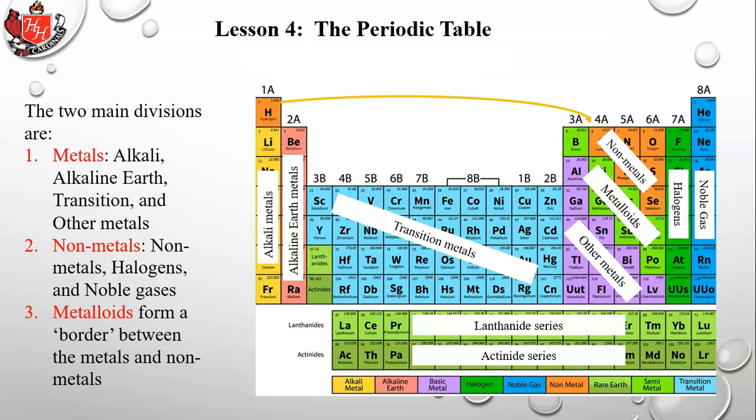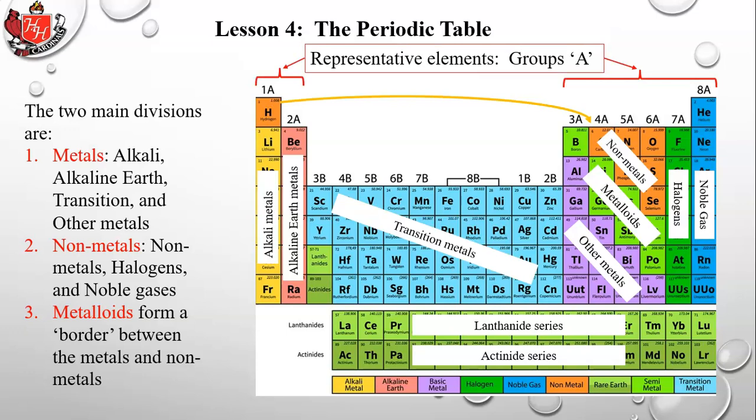But the real focus of this class, more than anything else, is going to be the nonmetals, as well as the metals. So the first two columns and the last 6 columns of the periodic table are called the representative elements, or group A elements. And these have a special place, and we're going to talk more about them than any other. We'll find out what the significance of those elements is.